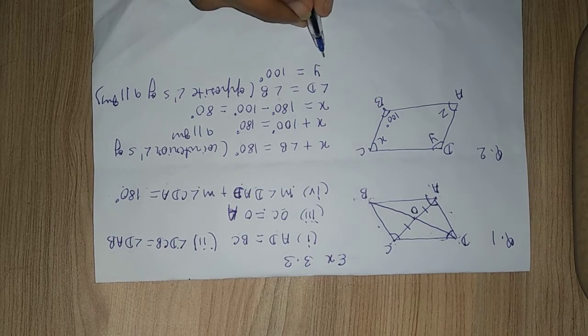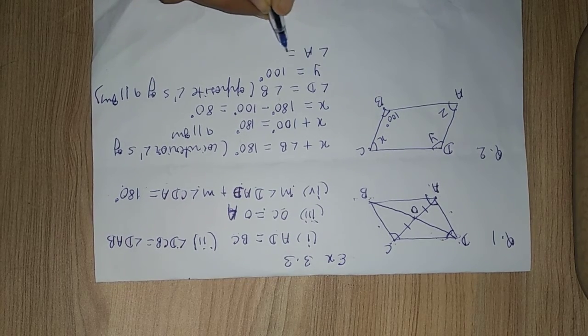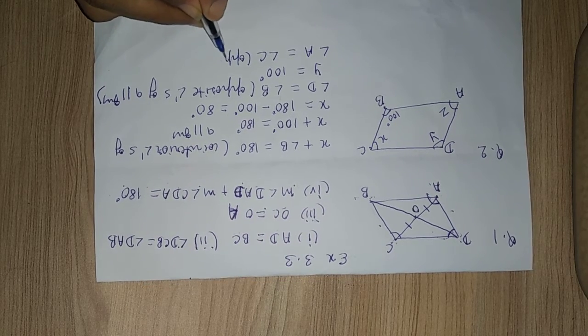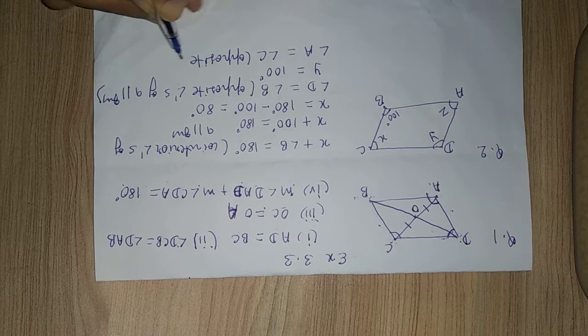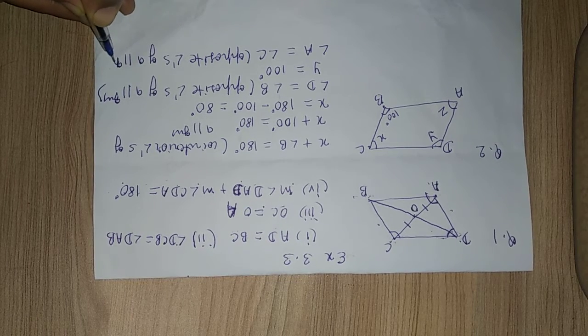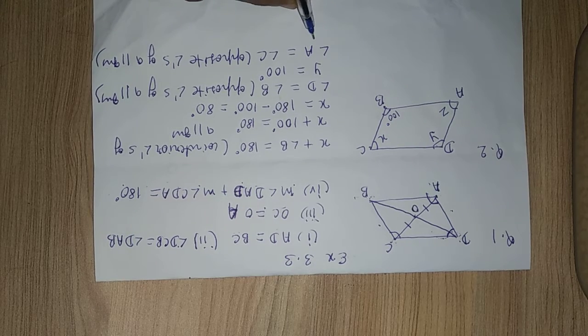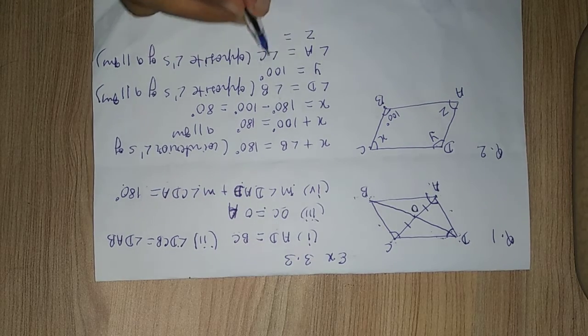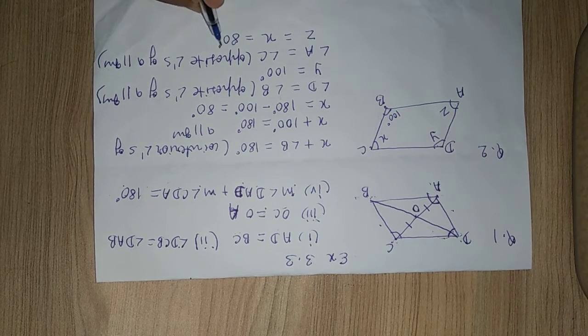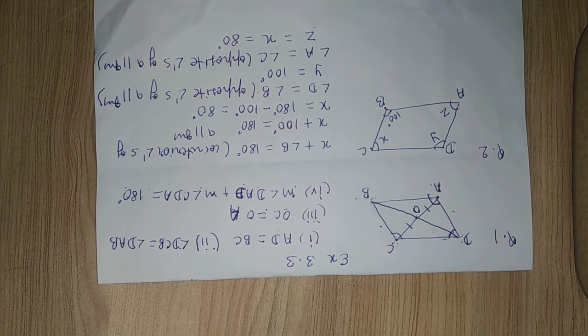Similarly, angle A is equal to angle C. Same property, opposite angles of a parallelogram. So z is equal to x and the value of x is 80 degrees. So angle z is also equal to 80 degrees.